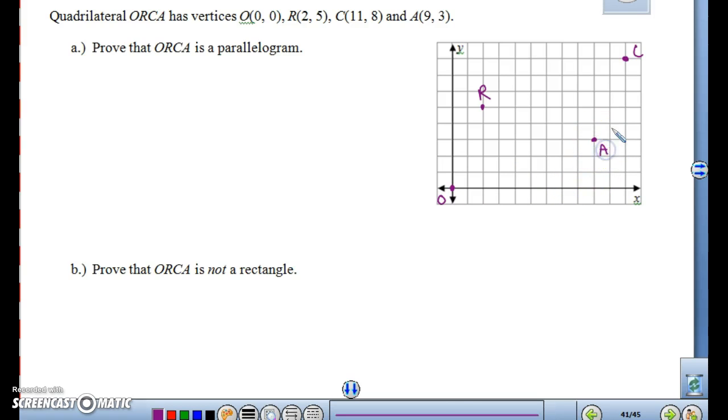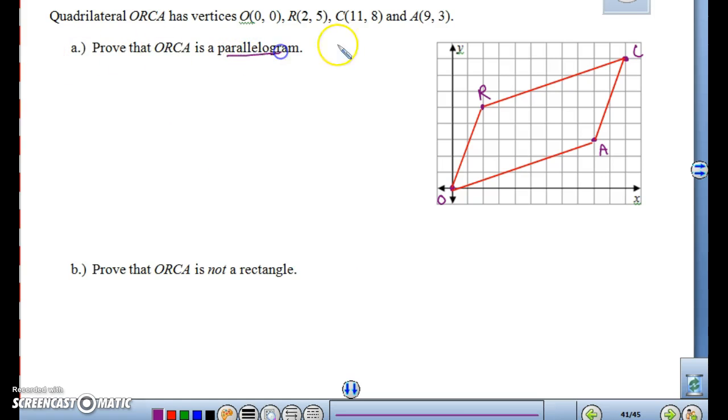So I want to connect my points so that I can prove this is a parallelogram or not. So here's my points, O, R, C, A. Okay, so we have to decide if this is a parallelogram or not. So how do we know a parallelogram is a parallelogram? Well, the reason it's called a parallelogram is it has two pairs of opposite sides parallel.